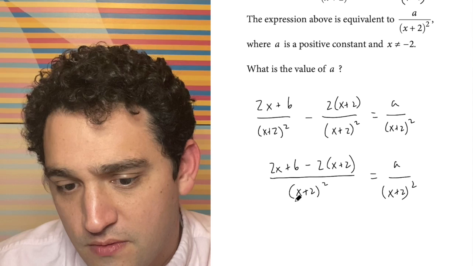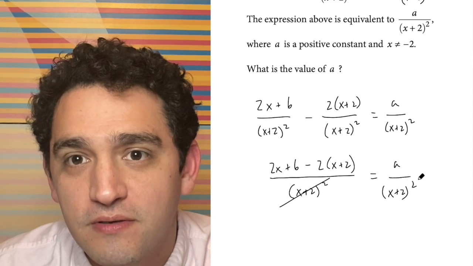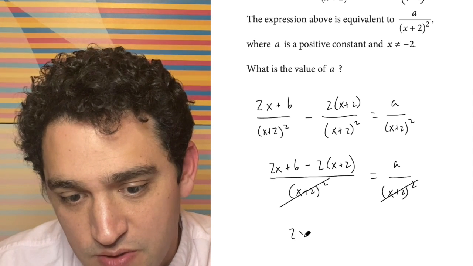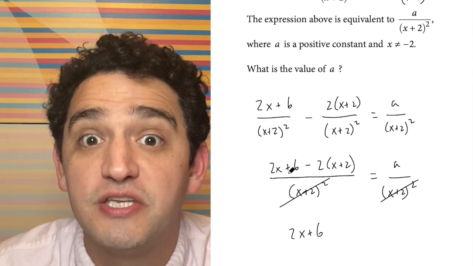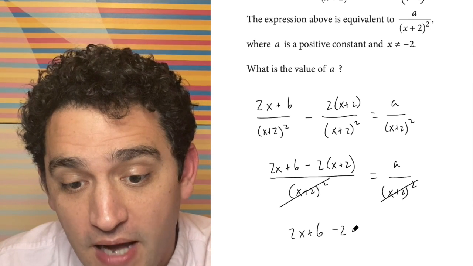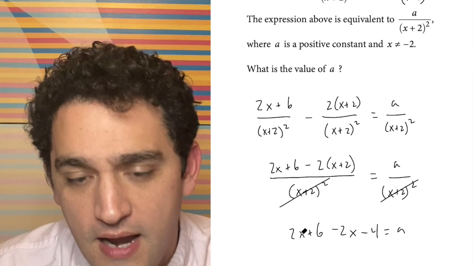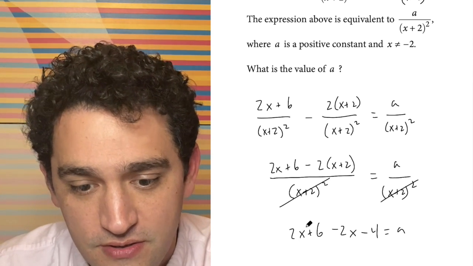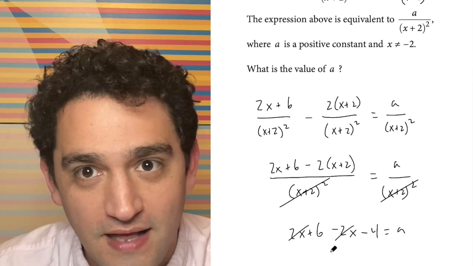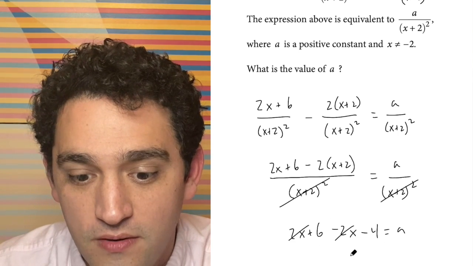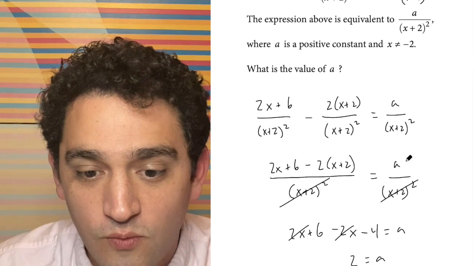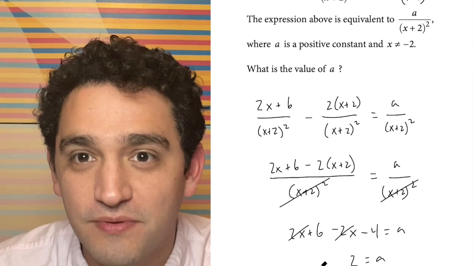Now look, we can cancel these two out because they're equivalent. So 2x plus 6, let's go ahead and distribute this negative 2, minus 2x minus 4 equals a. And now look, combine like terms. 2x minus 2x, that's 0. 6 minus 4, that's 2. A equals 2. Simple as that.